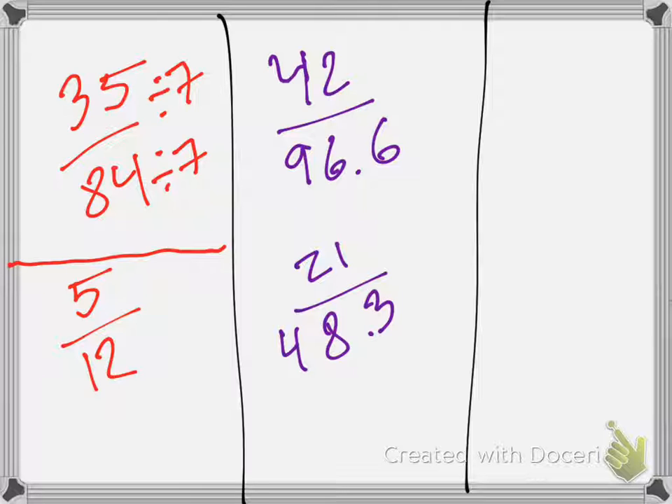These factors, 21 only has 4 factors. It's got 1 and itself, and then it's got 3 and 7. So, can 7 go into 48.3? Doesn't look like it. So let's try dividing it by 3. What's 21 divided by 3? It's the other factor. 7.